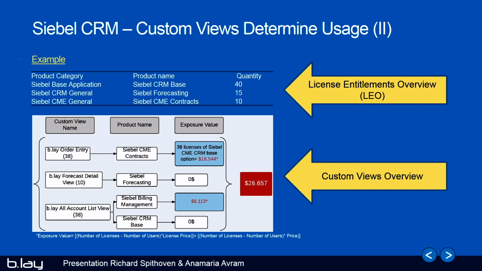So what is very important to remember here is that when the mapping between custom views and products is done, you need to pay close attention. So in case you cannot really allocate a custom view to a licensed product, at least you need to choose a product that is not that expensive for your business.